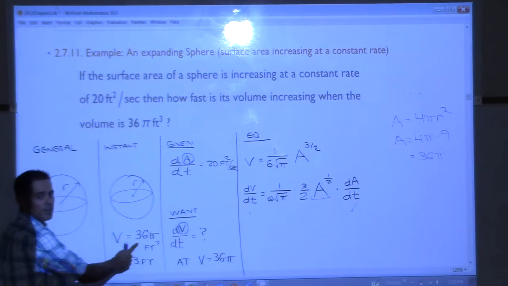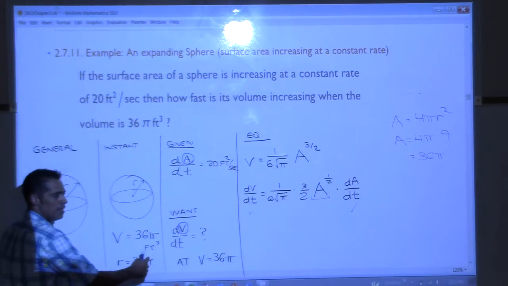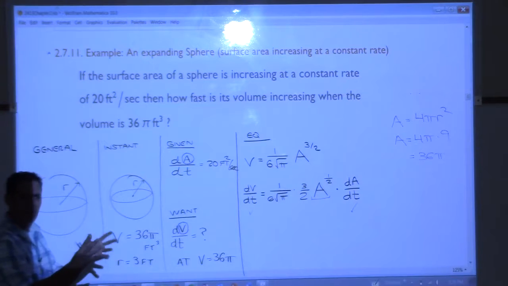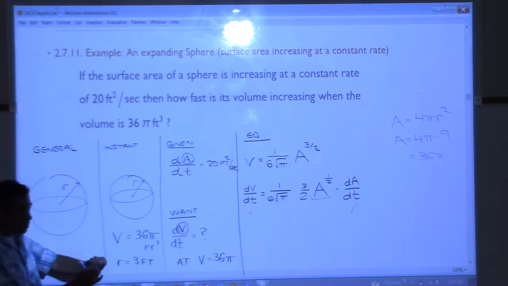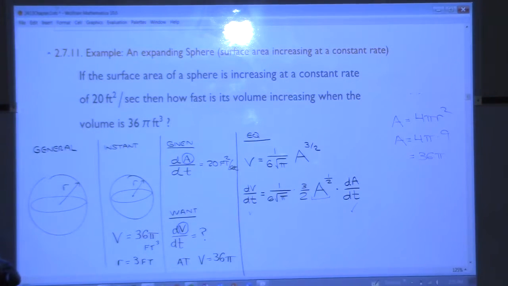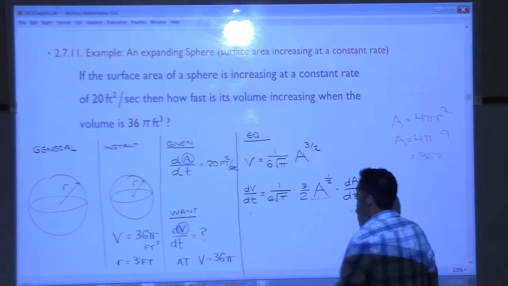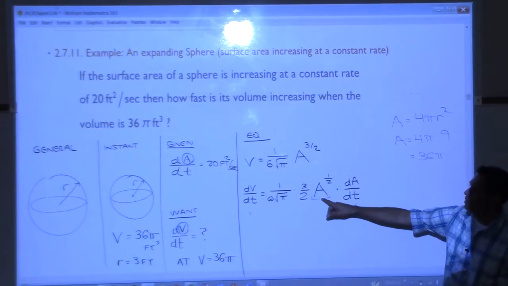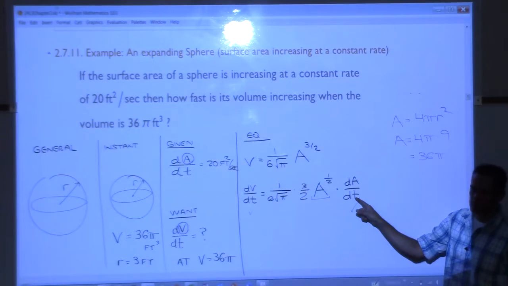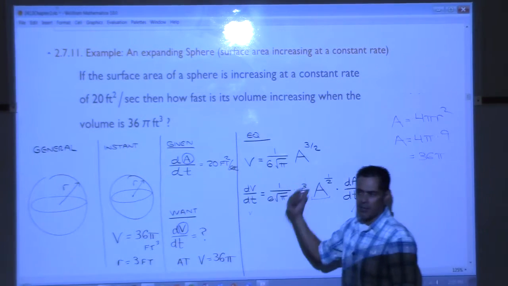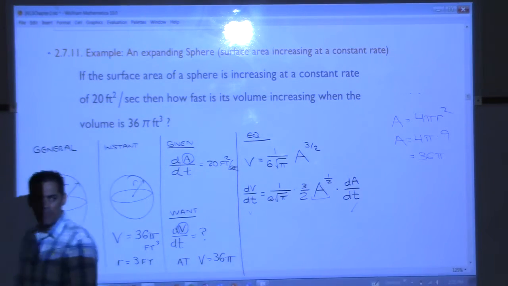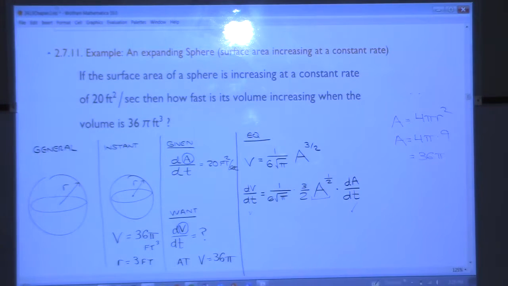Well, they're different units, though. This is cubic feet, and the area is measured in square feet. So it's just coincidentally, at this particular moment in time, the volume and the area have the same numerical value. Coincidence. So now you can plug everything in, right? Replace that with 36 pi, replace that with 20. That's dV/dt. I'm going to stop there. I think at that point we can be done.